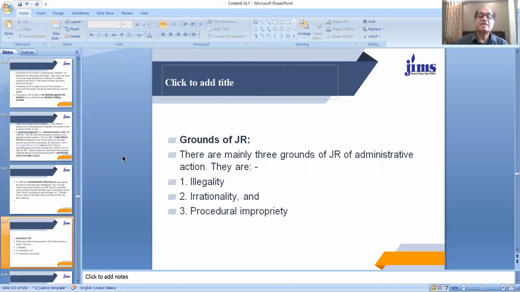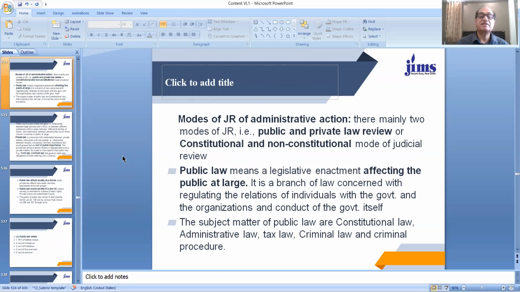Now, dear students, while exercising grounds of judicial review, maybe by the High Court or maybe by the Supreme Court, there are mainly three grounds of judicial review of administrative action. Number one, the number one ground of judicial review is illegality committed by the lower authorities. Second ground is irrationality committed by lower authorities. And third is procedural impropriety committed by the lower authorities. So on any of these three grounds, the power of judicial review can be exercised.